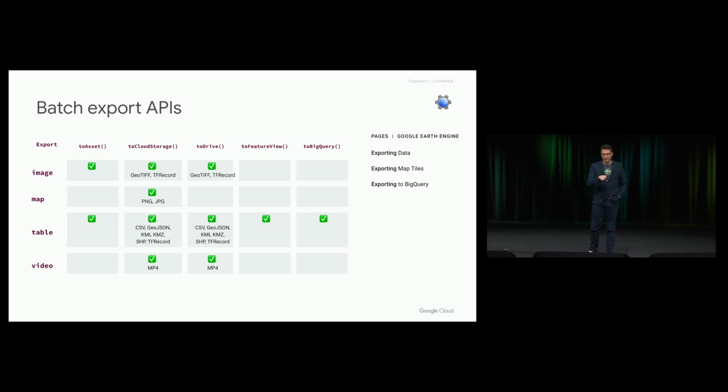I won't read this table to you, but you can see that you have the possibility of exporting rasters to an asset, or vectors to an asset, to cloud storage, to Google Drive. You can freeze a vector data set as a feature view for high performance visualization. And most recently, you can export tables to BigQuery as well. Export is supported in a number of formats depending on what kind of data you're writing to. So I encourage you to check out the API docs, which go into detail in all of these.